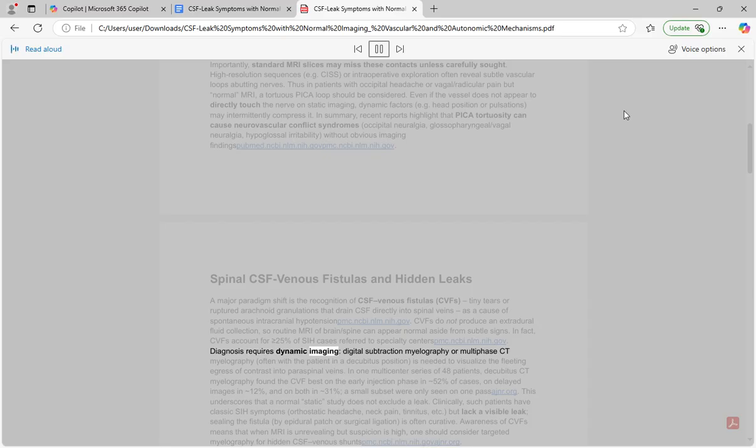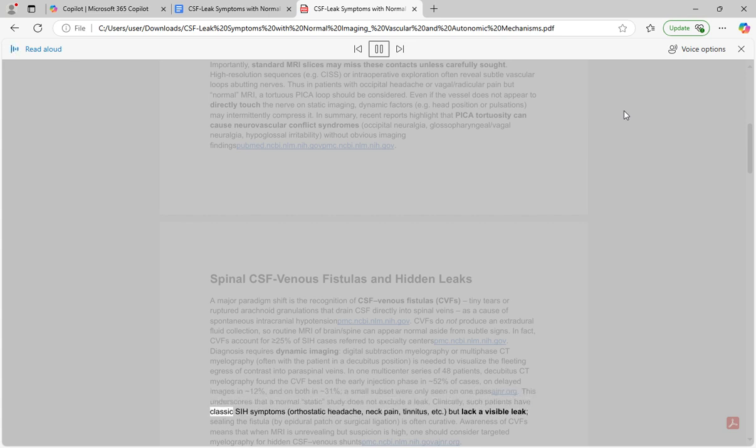Diagnosis requires dynamic imaging. Digital subtraction myelography or multiphase CT myelography, often with the patient in a decubitus position, is needed to visualize the fleeting egress of contrast into paraspinal veins. In one multicenter series of 48 patients, decubitus CT myelography found the CVF best on the early injection phase in 52% of cases, on delayed images in 12%, and on both in 31%. A small subset were only seen on one passage. This underscores that a normal static study does not exclude a leak.